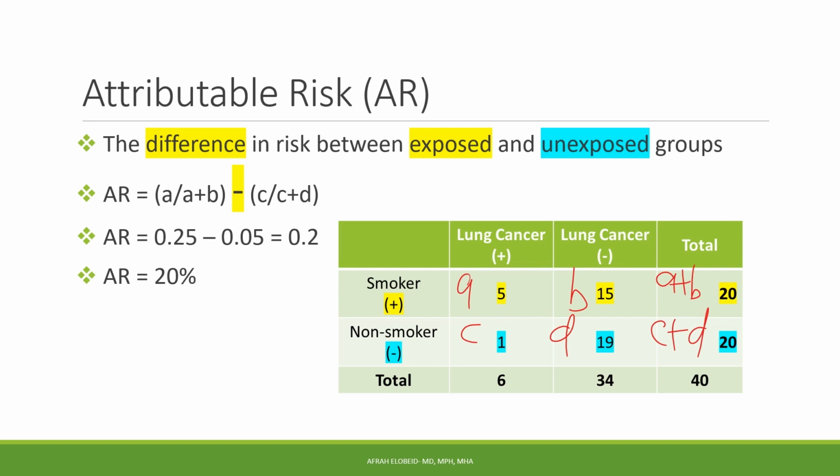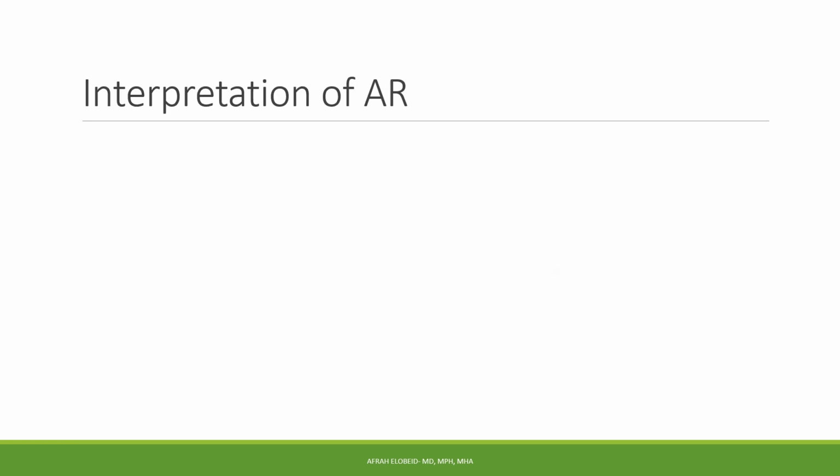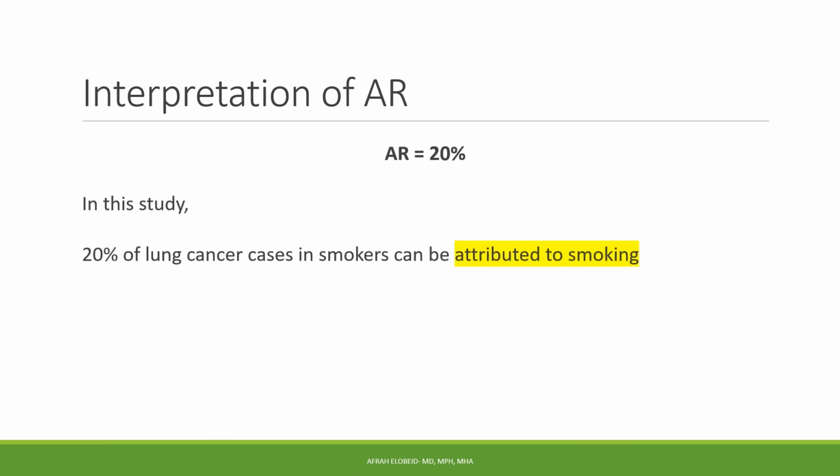And the interpretation of the attributable risk is, when we say we have an attributable risk of 20, that means 20% of lung cancer cases in smokers can be attributed to smoking. Please just focus here and see how you interpret it, because it's the way you put the words. It's 20% of lung cancer cases in smokers, because we're talking here about the exposed, can be attributed to smoking. So I hope this is clear enough.